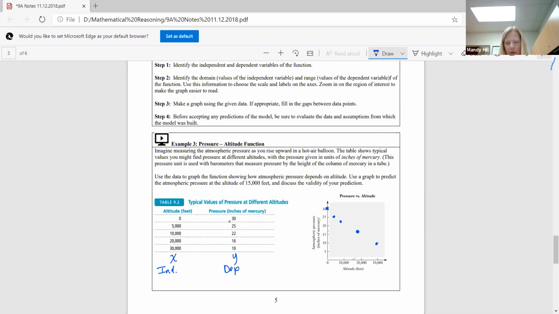Okay. So if I want to use this to model and make this prediction, it says use the data to graph the function showing how atmospheric pressure depends on altitude. We did that. Use a graph to predict the atmospheric pressure at 15,000 feet. So they're wanting us to go to 15,000 feet right here. So what would be my pressure? Now, we could use our graph. I'm going to do this real quick.